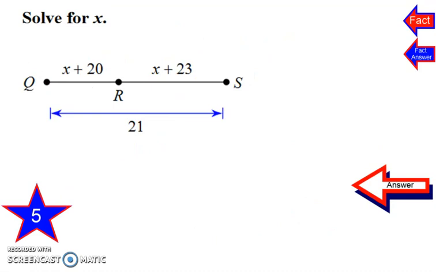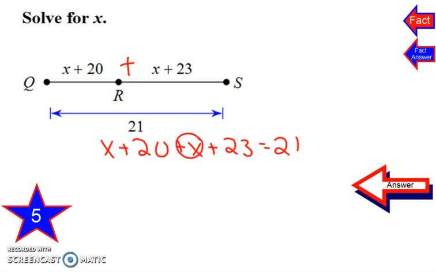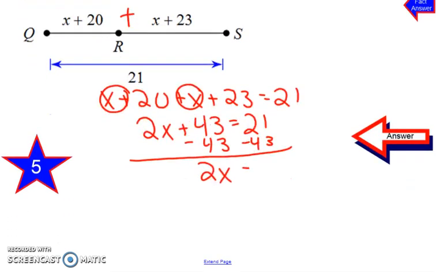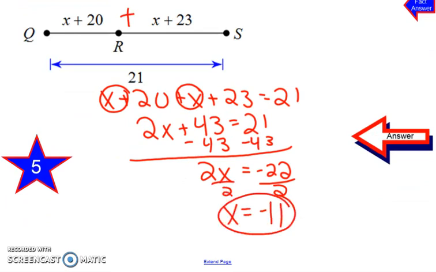In question 5, again, we're solving for x. We have our line segment QRS. So now we want to be able to combine them. We have x plus 20 plus x plus 23 equals 21. I'm going to combine like terms, and I get 2x plus 43 equals 21. Well, if I subtract 43, 2x is equal to negative 22. Again, we're dividing by 2, so x is equal to negative 11.